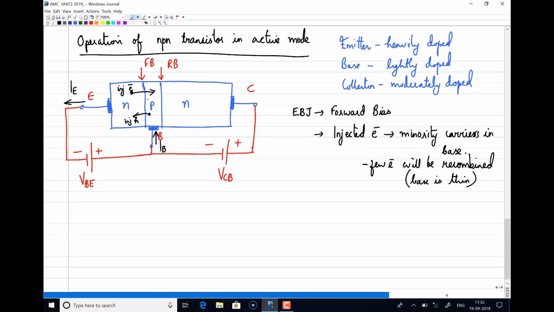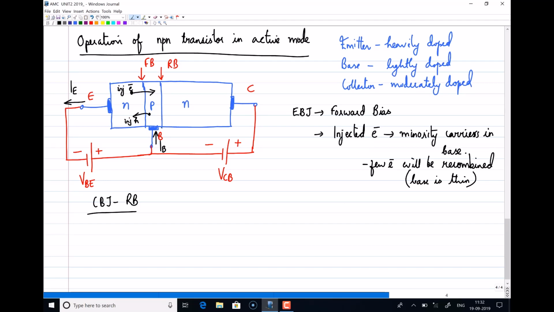Now we look at the collector base junction. Electrons reached here, few are recombined. So what will happen to these electrons? To understand that, we look at the other junction, which is the collector base junction. This collector base junction is basically reverse biased.